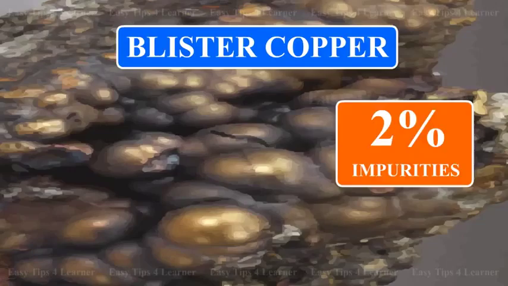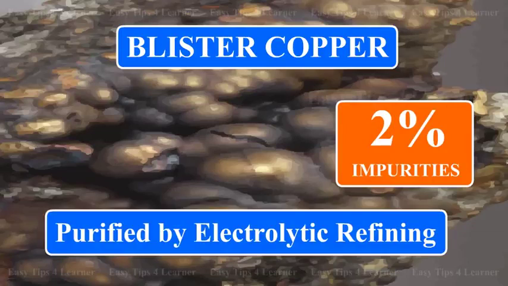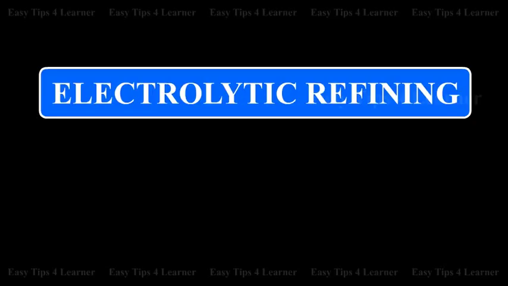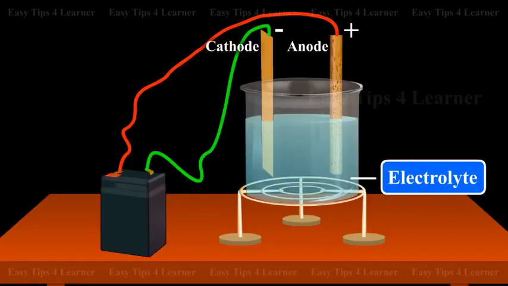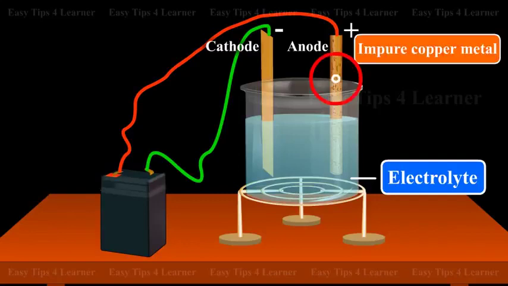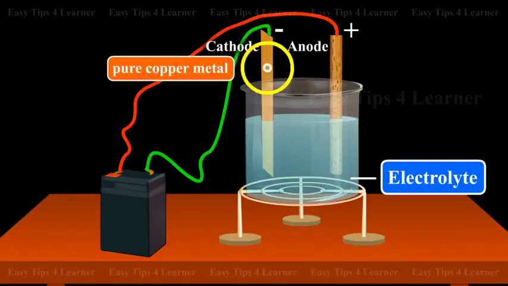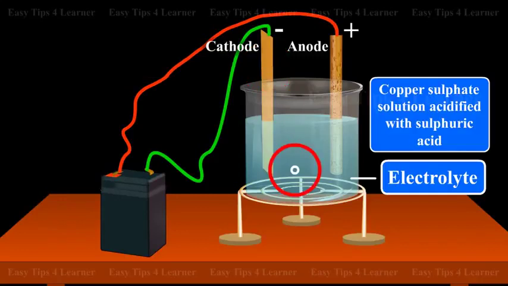Refining. Blister copper contains about 2% of impurities and it is purified by electrolytic refining. Electrolytic refining. This method is used to get metal of high degree of purity. For electrolytic refining of copper, a block of impure copper metal acts as anode. A thin plate of pure copper metal acts as cathode. Copper sulfate solution acidified with sulfuric acid is taken as electrolyte.